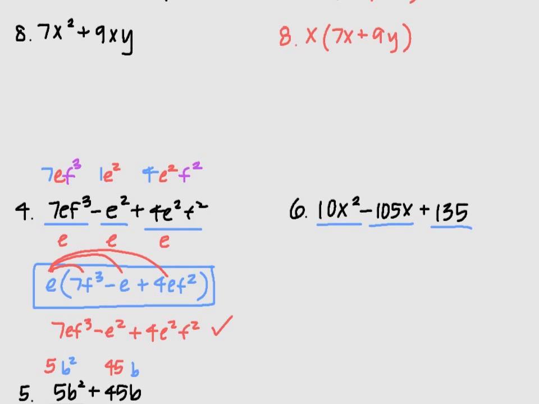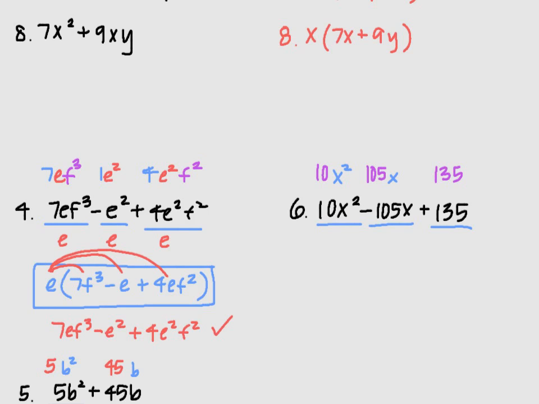I have an x squared in the first term, I have an x in the second term, and I have no x's in my third term, meaning that x is not a factor of this trinomial. Moving on to the coefficients, because I have no other variables, I have a 10, a negative 105, and a positive 135. So of those 3 numbers, again, I'm trying to find the greatest common factor, the largest number that is divisible into all 3 of those numbers.